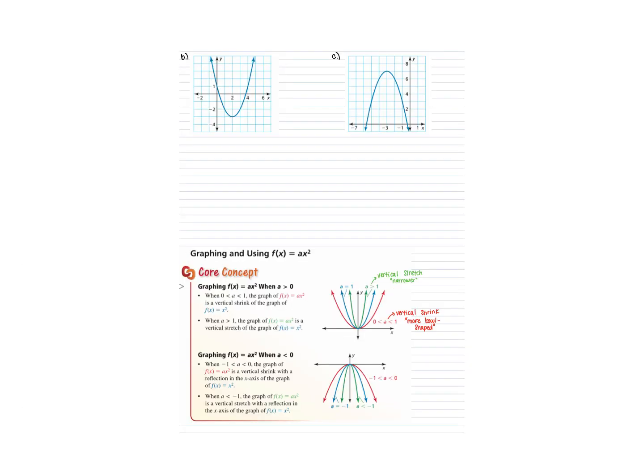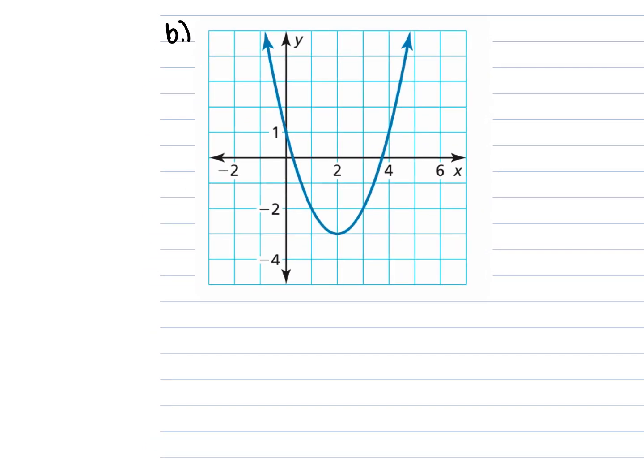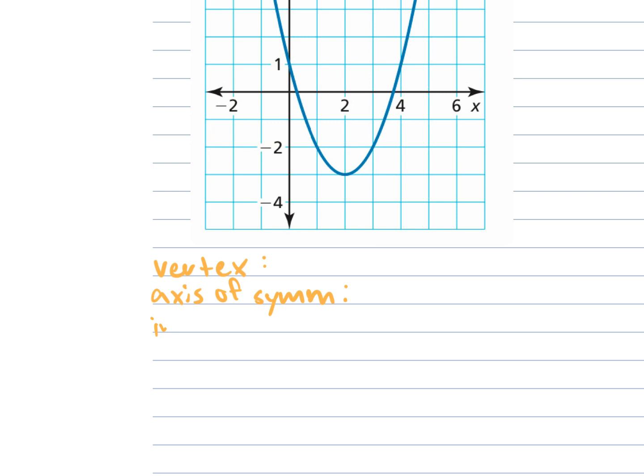All right, let's look at B on the next page. We want to figure out our vertex, our axis of symmetry, where we are increasing and decreasing, and our domain and range.